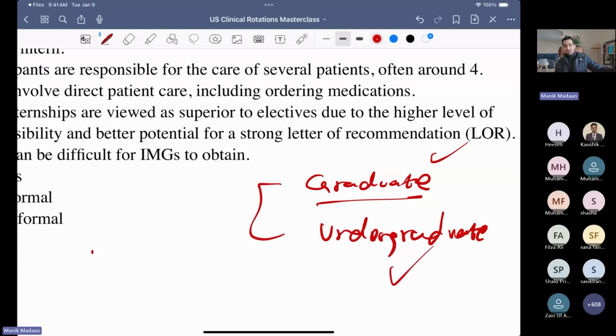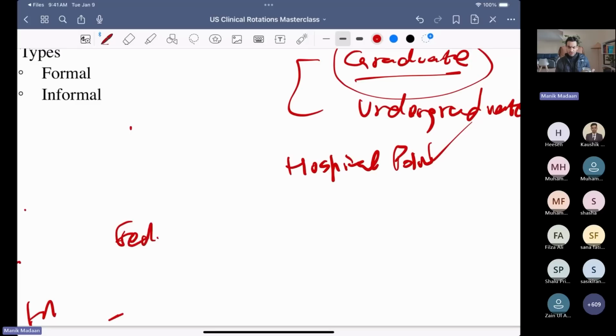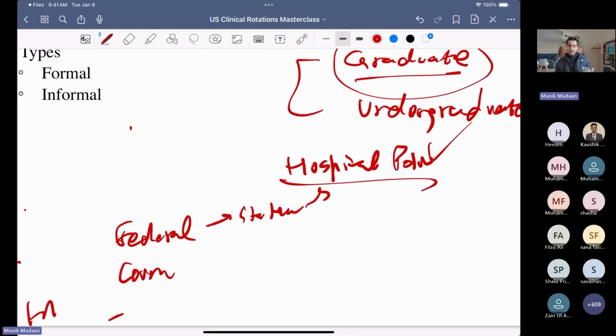Some people will tell you it's illegal to do hands-on rotations as a graduate. From my experience, I initially used to think that, but that's not really true. It's more about hospital policy and state laws. So in the US, we have federal laws, which are country-level laws, right? Then we have state laws, and level 3 is hospital policies, right? Federal law itself doesn't say that you're not allowed to do hands-on experience.